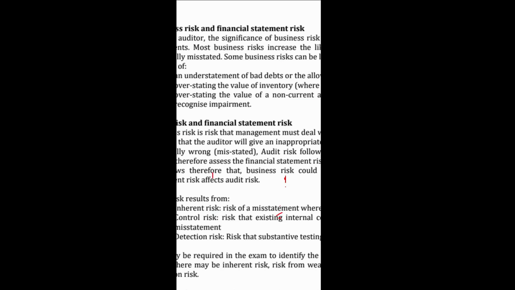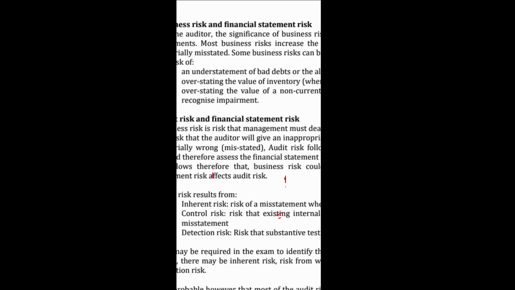It starts from business risk to financial statement risk to audit risk. I hope we are getting it. Is there any question, comment, observation?